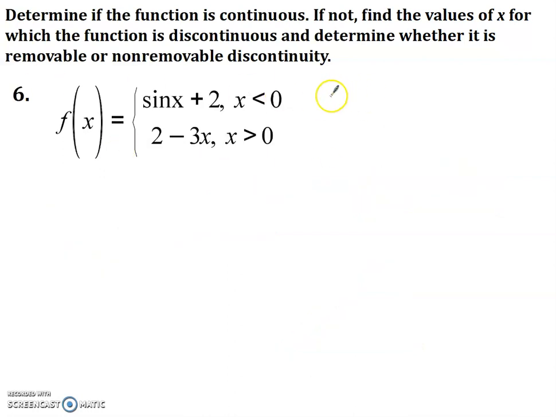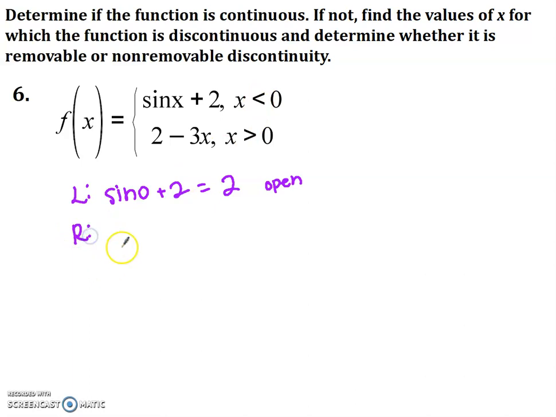Now this next one, we've got sine of x plus 2 and 2 minus 3x. This time we're plugging 0 into both equations. The less than inequality always tells us what this graph is approaching from the left. So we're going to do sine of 0 plus 2. So sine of 0 is 0, plus 2 is 2. So this graph right here is going to come from the left and end up at 0, 2 with an open circle, because I don't have the or equal to.